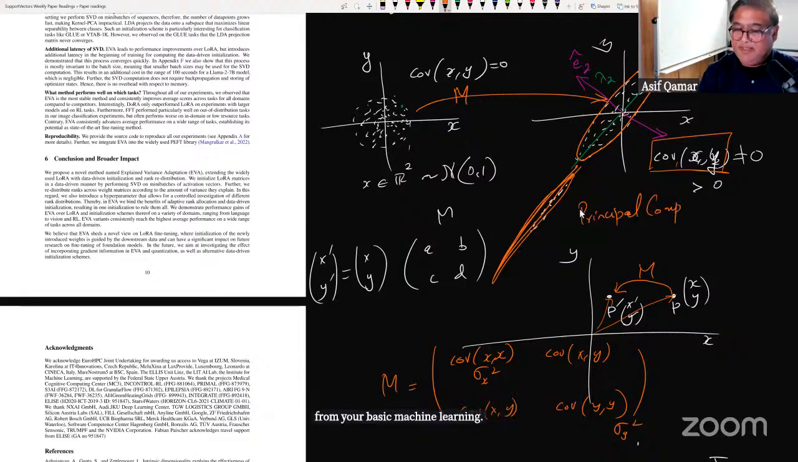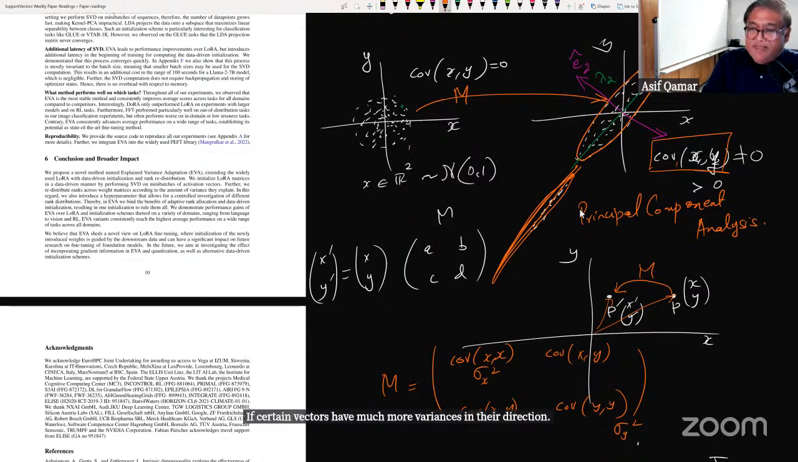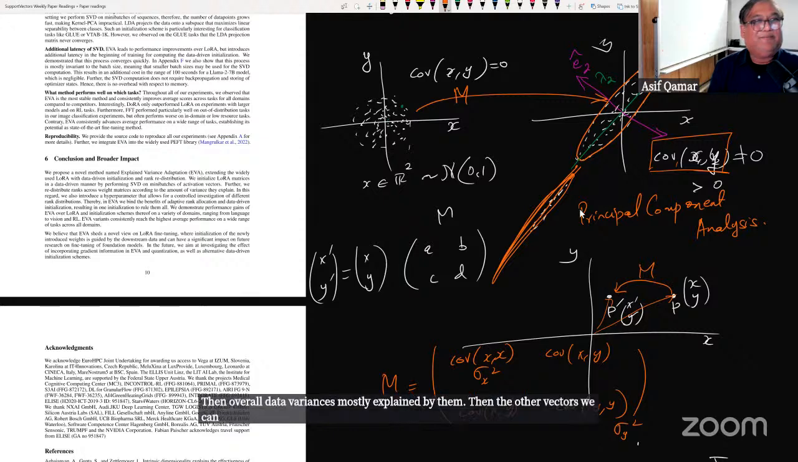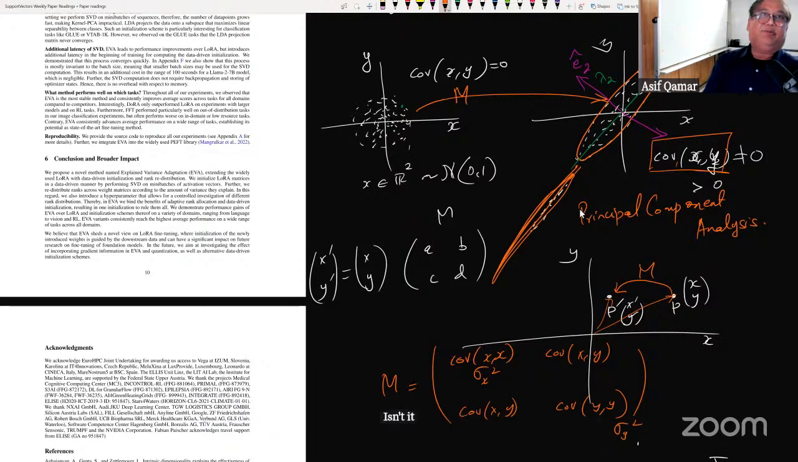Principal component, what we are looking at is principal component analysis. And in a sense, what you're saying is, if certain vectors have much more variance in their direction, then the overall data variance is mostly explained by them, and the other vectors we can just forget about, isn't it? And that is the argument they are using.